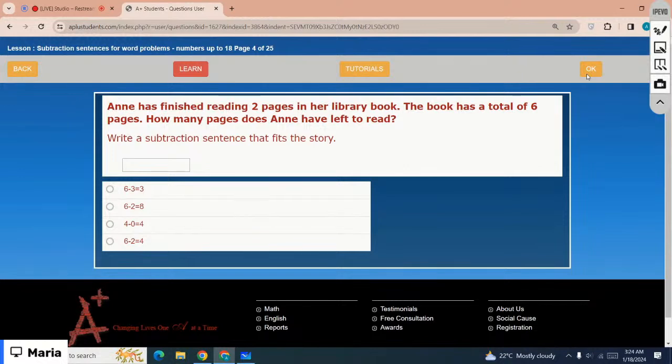Yes, we have 6 take away 2 because the total pages were 6. 2 of the pages she read in the library, so that would be 6 take away 2, and that equals 4. The correct option is 4. So, 6 take away 2 equals 4. That is the last option.